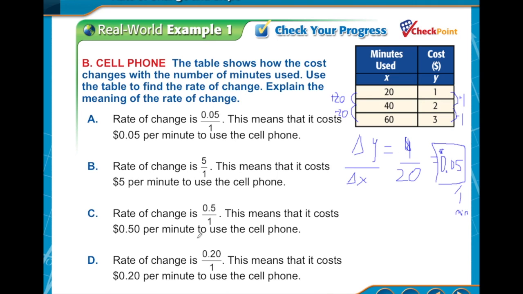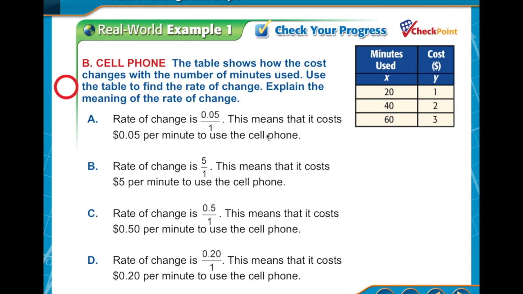Which one of these problems says that? So 5 over 1 doesn't look right. 0.5 over 1 is 50 cents. 20 cents is too much. So this looks right to me. The rate of change is a nickel per minute. This means that that's how much it costs you every minute as you're on the phone. So that makes sense. So for this real world example, we figured out the slope. Change in y over change in x gave us A as our solution.